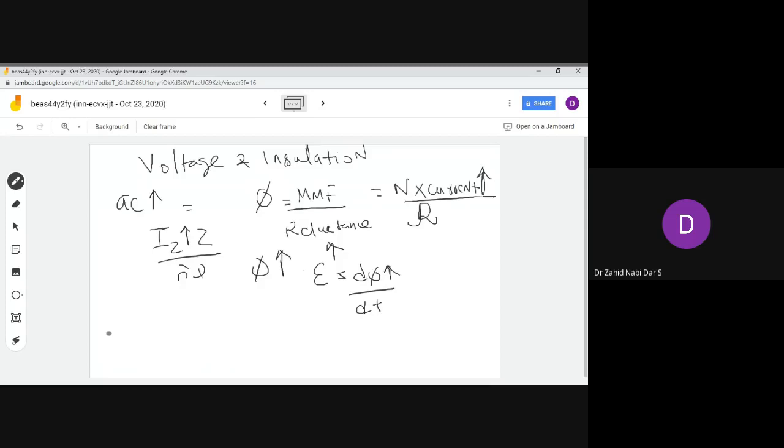So more voltage would result in higher insulation. This is one property. More voltage will result in higher insulation.